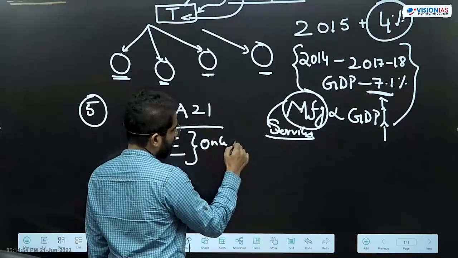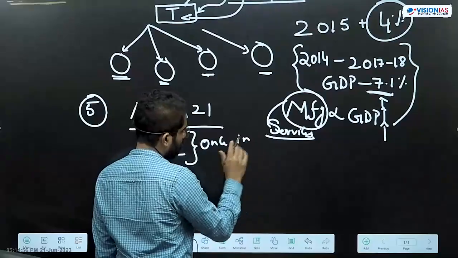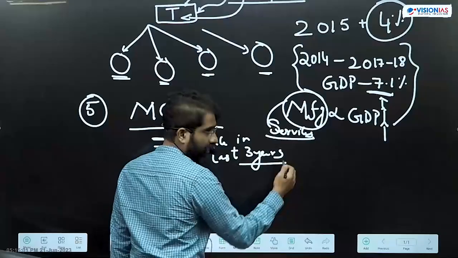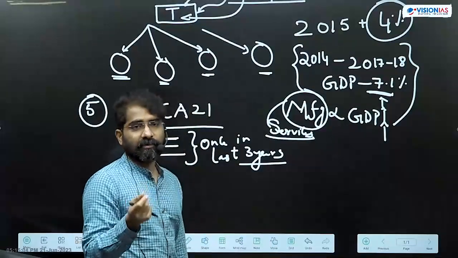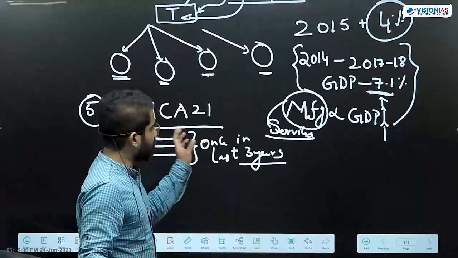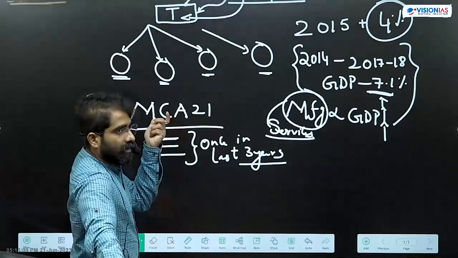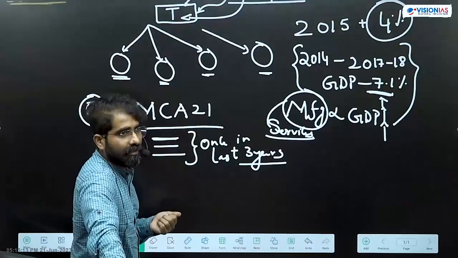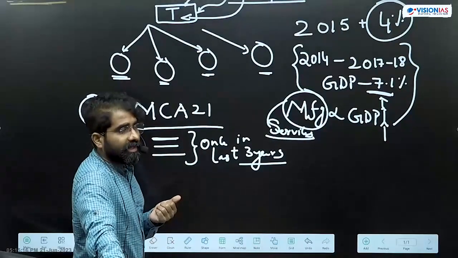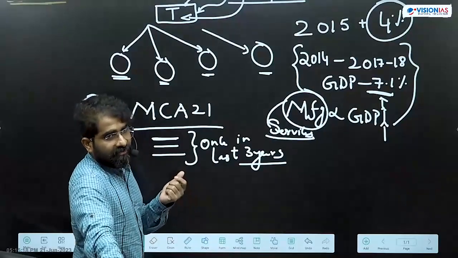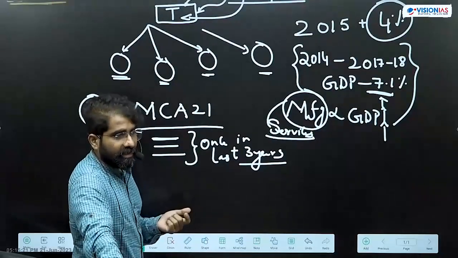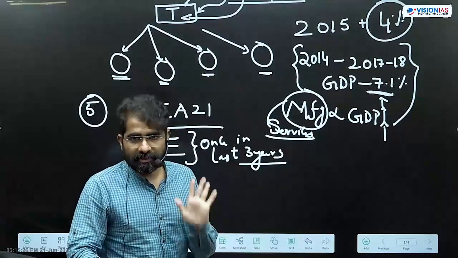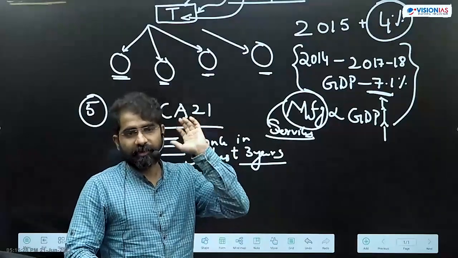Those companies which have filed their accounts at least once in the last 3 years. In the last 3 years, if a particular company has filed its accounting details or accounting data with this portal, MCA 21, Corporate Affairs Ministry database, that is, it is there. Suppose, let's say there are some 4 lakh companies. So you are going to take the data of all those companies which have at least filed their accounting details once in the last 3 years. Once in the last 3 years, you will take their data, how much they have produced, whatever it is.